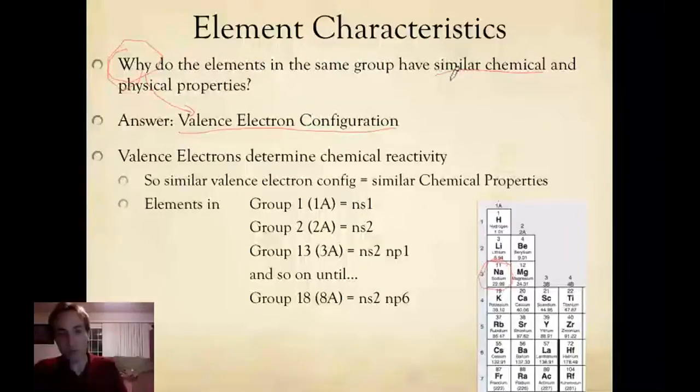Let's take for example sodium. Sodium has 11 electrons. So if we were to write its electron configuration, it would be 1s2, 2s2, 2p6, 3s1. Now valence refers to the outer energy level.